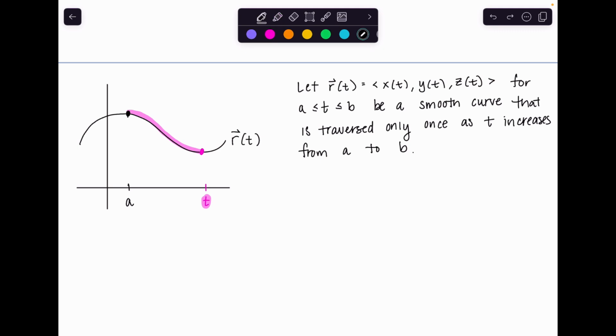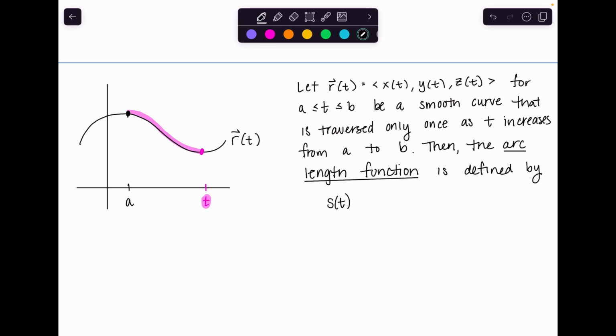So as long as we have this, then the arc length function is defined by the following. We're going to call this S of t. S is what we typically use to represent a length. If you've taken physics, you see this represents kind of your position. It is going to be exactly our arc length formula, but instead our upper bound is going to be a variable.